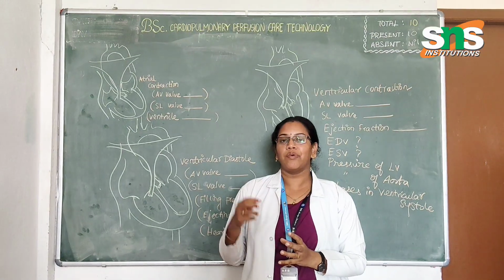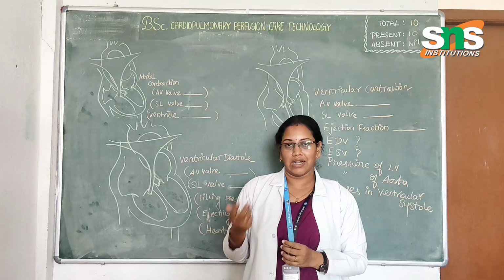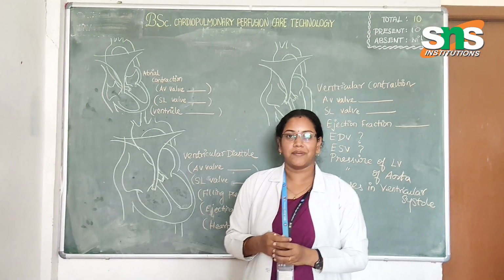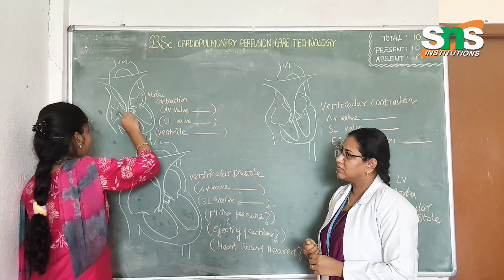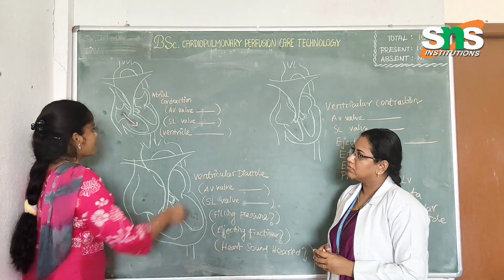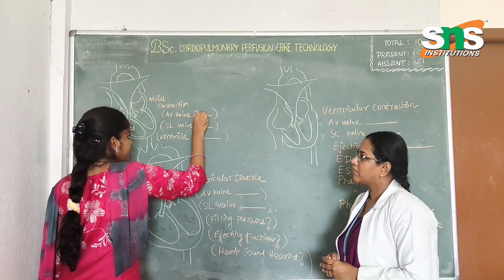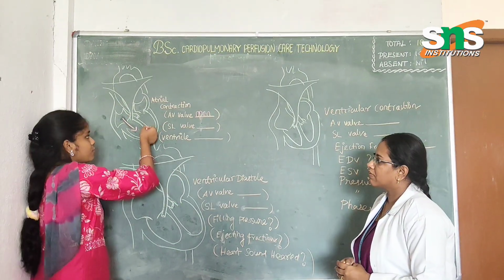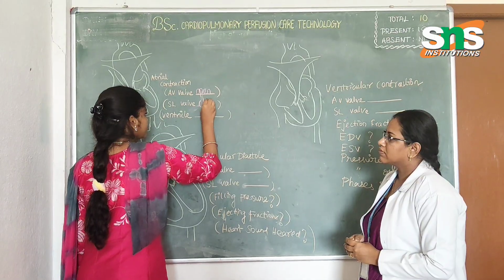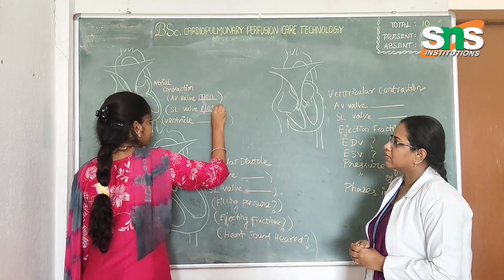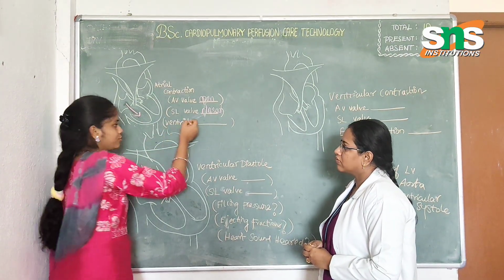Now we are going to describe how the heart functions to eject the blood and to fill the blood. Now I call upon Gayatri to explain atrial contraction. This phase is atrial contraction. There is a blood flow between atrium and ventricle. So the AV valve is open, and the semilunar valve is already closed. And the ventricle is filling, so it is ventricular diastole.